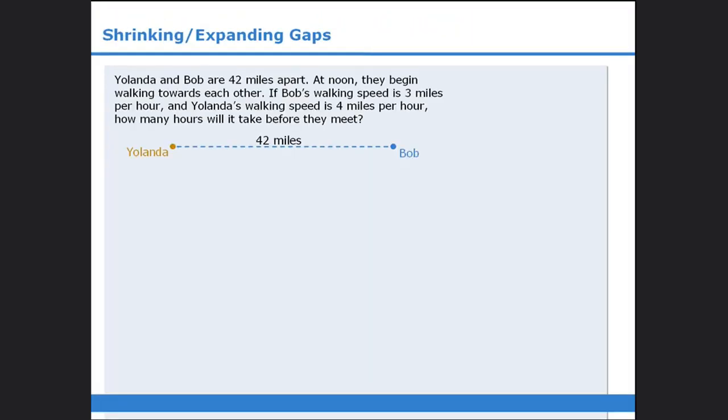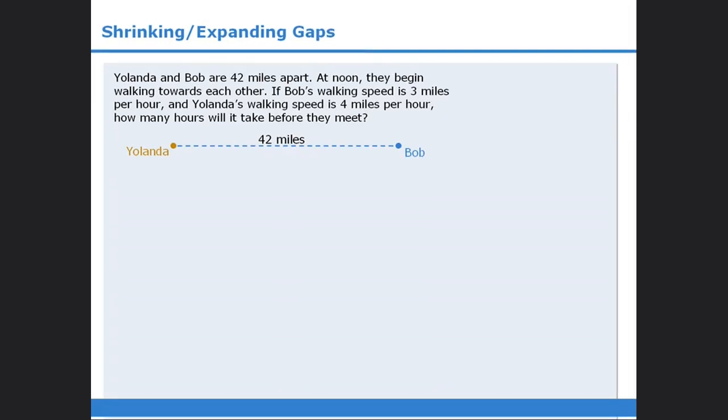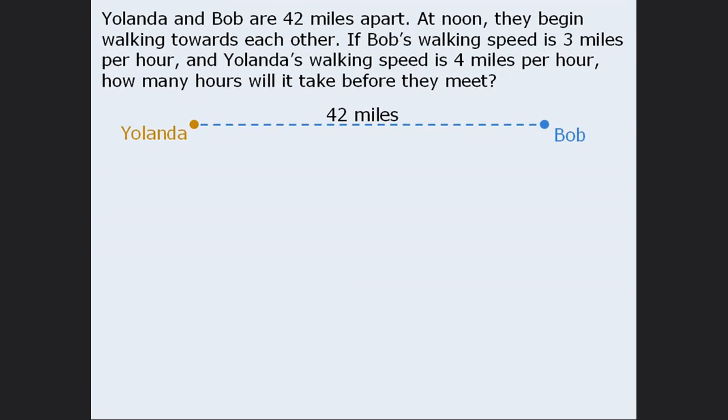In this lesson, we will examine questions where the distance between 2 traveling objects is either shrinking or expanding. In the example shown here, Yolanda and Bob are walking towards each other, so the gap between them is shrinking. Our goal is to determine how many hours it will take for them to meet.